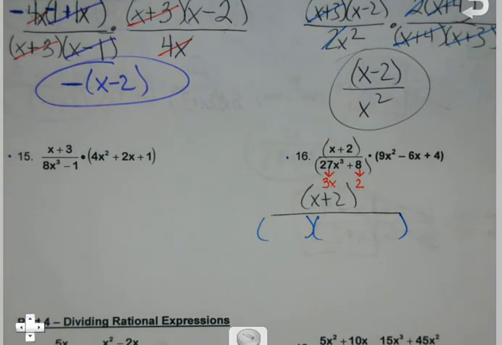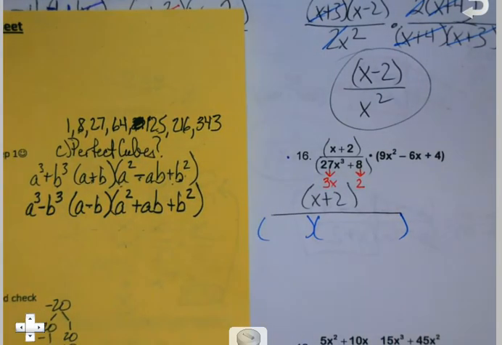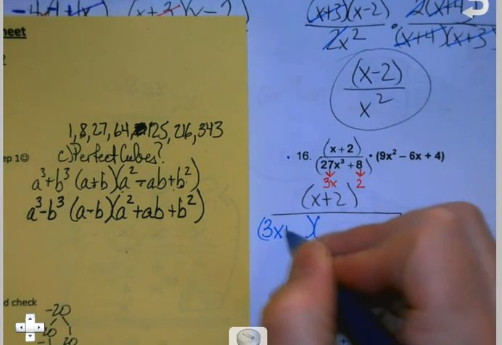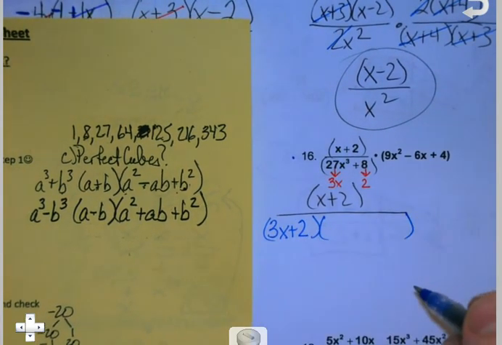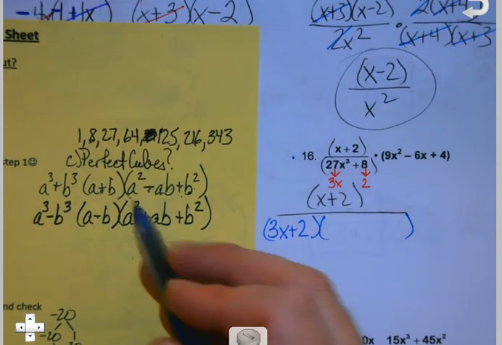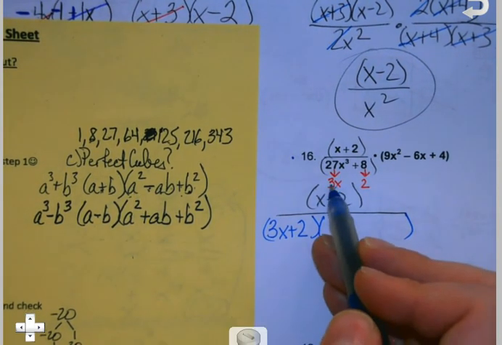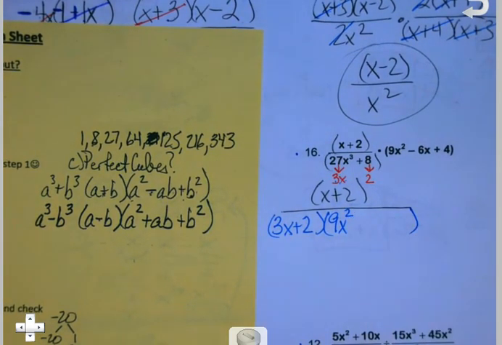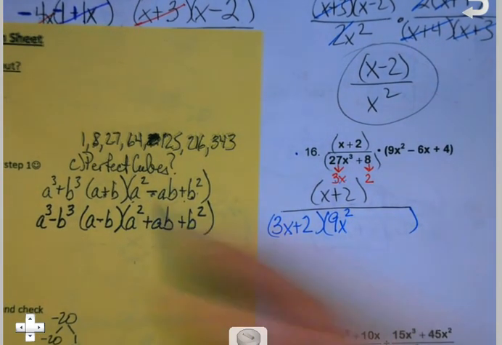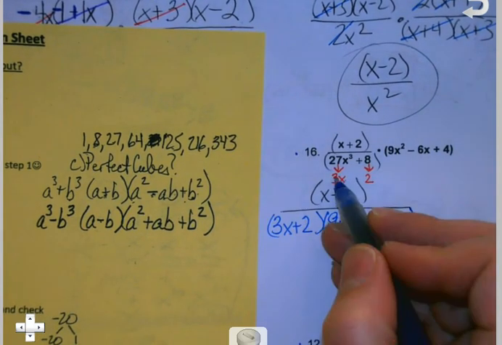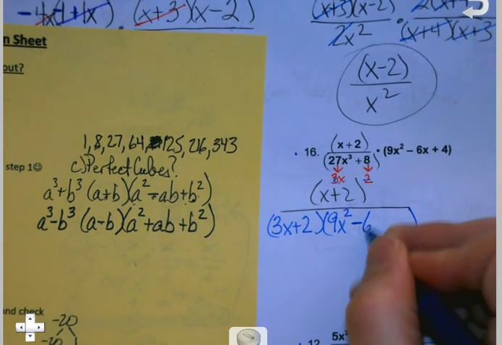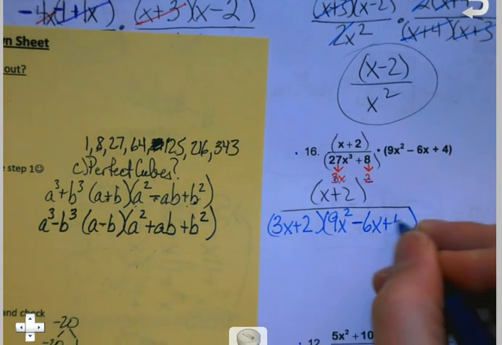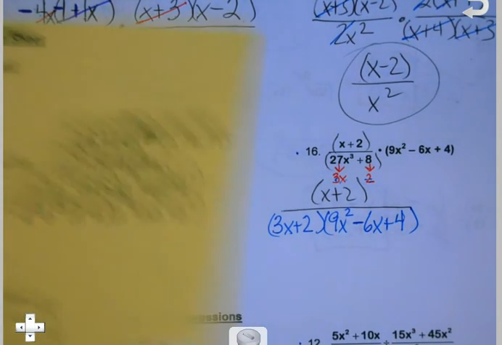So again, this is why we keep our sheet handy. We go, okay, 3x, there's a plus in the middle, so 3x plus 2. And then follow the pattern. Square the first term. That's the 3 and the x. 9x squared. Change the sign in the middle. Multiply them together. And then I'm going to square my last term. That's factored.